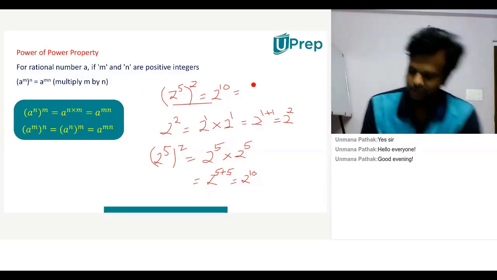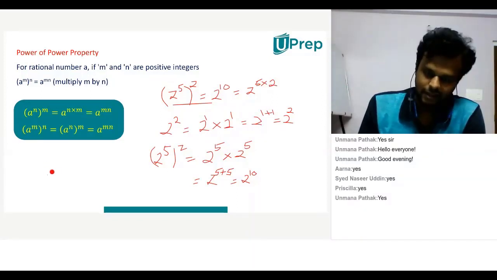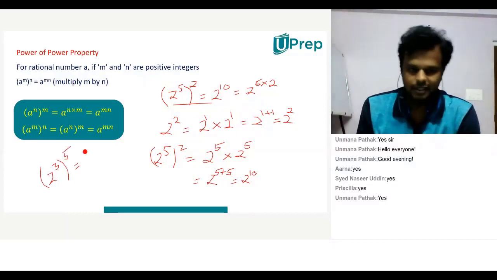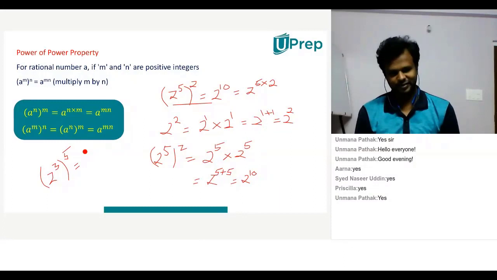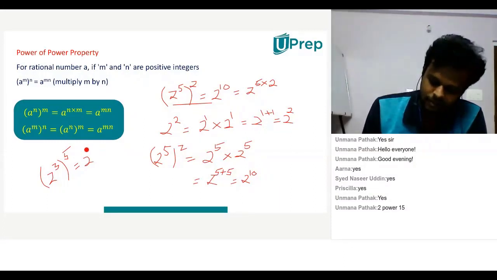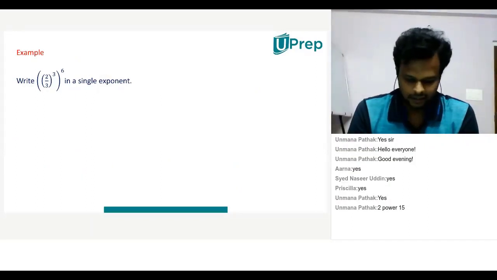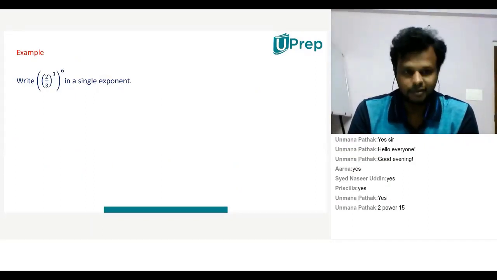Or I'll write it this way. This is nothing but 2 power 5 into 2. Now what will be the answer if I ask you 2 power 3 whole power 5? Children, what will be the answer in this case? 2 power 15. Yeah, 2 power 15. That's it, right? 2 power 3 into 5, so that is 2 power 15. What is the answer in this case, children? Type in the chat box, please. Please type the answer in the chat box for this.